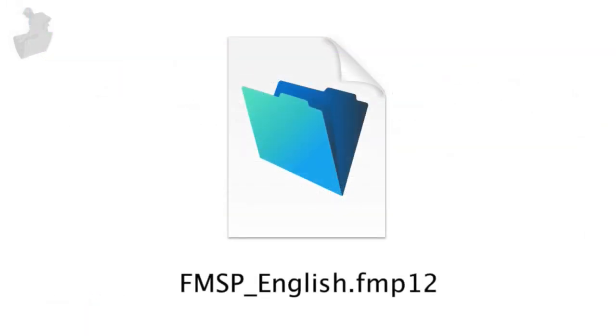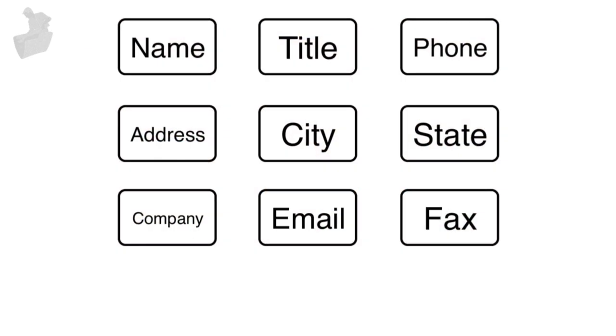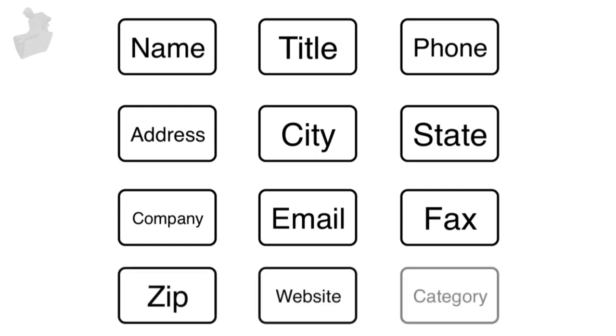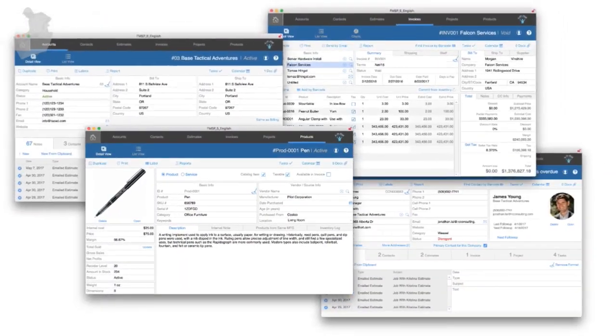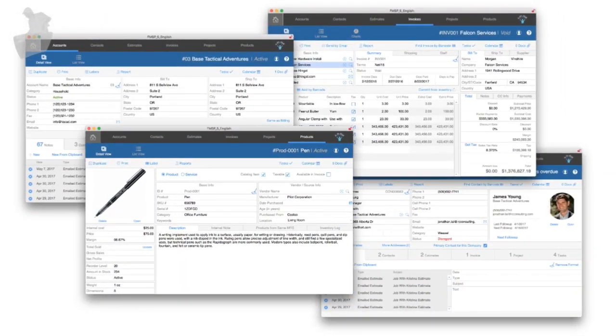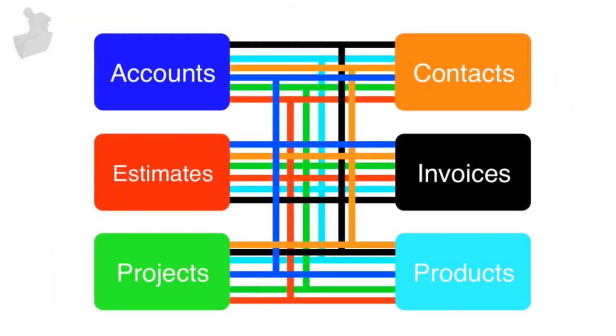So within FM Starting Point, we have a single FMP12 file, and within that are a number of tables that organize collections of similar information. Within each of those tables are a series of fields, which you're welcome to add to. Also in the system are a number of layouts, which display all this information, which you're welcome to add to or customize. And between those tables of information are relationships that allow those tables to communicate and share relevant data.